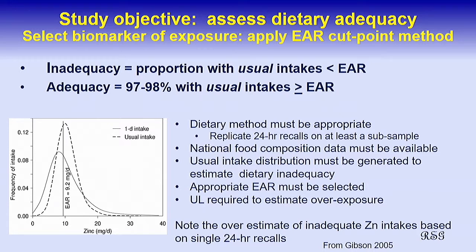And we can see very clearly from this figure that if we'd used the data based only on 1 day 24-hour recall, we'd have provided the Ministry of Health with an overestimate for the prevalence of inadequate intakes. But by adjusting that 1 day to usual intake using the replicates that were used in the national survey, we were able to provide a more accurate estimate for the prevalence of inadequate intakes.